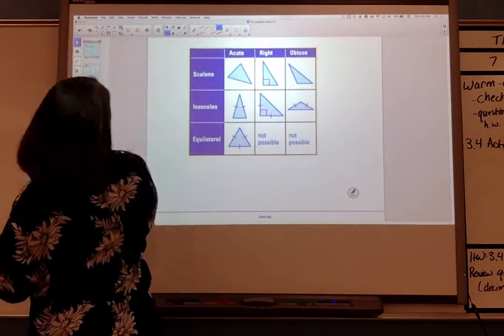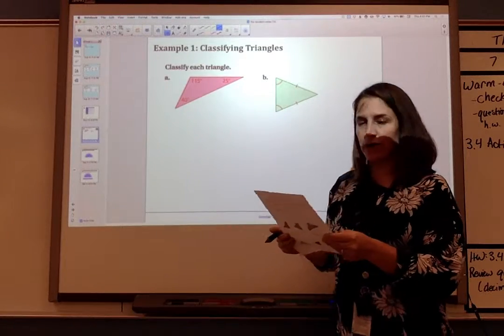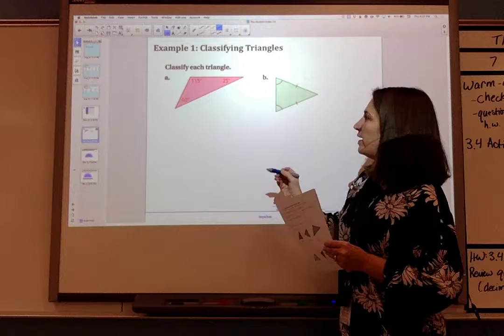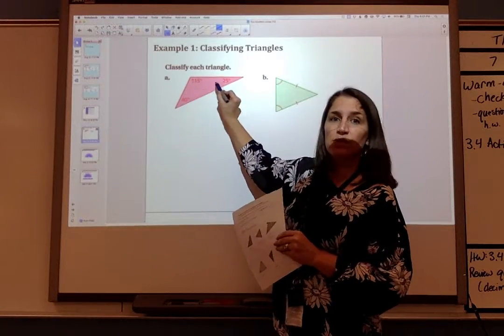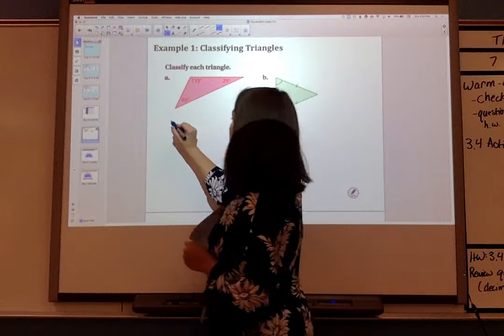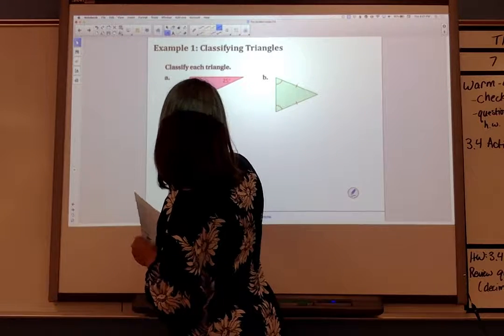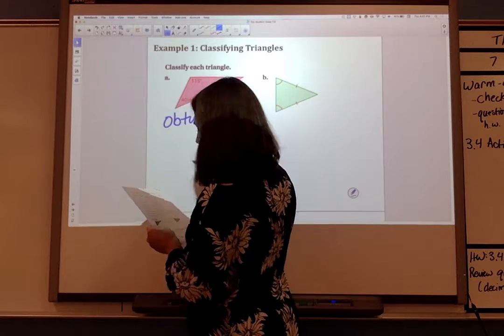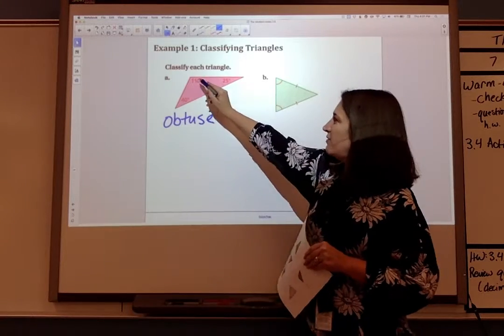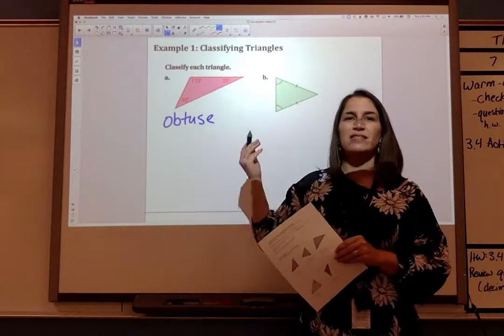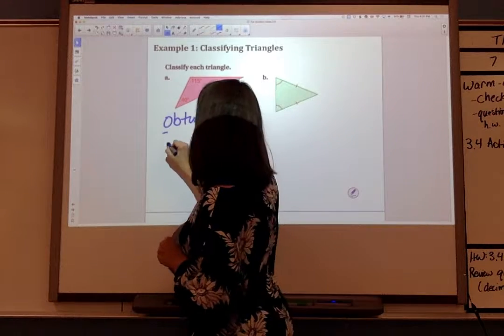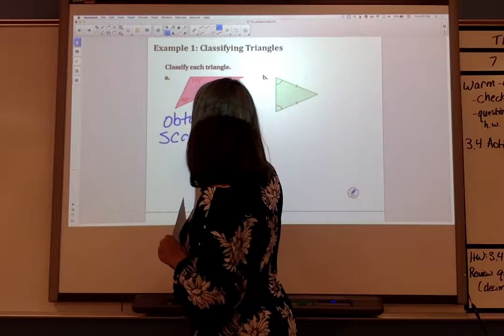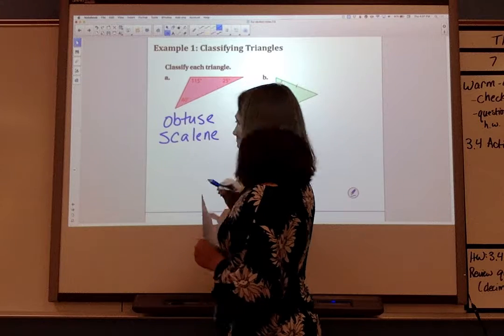Okay, so let's go ahead and classify each of these triangles. So the first triangle, by its angles, we can see that it has an obtuse angle. So this is an obtuse triangle. And it doesn't have any angles that are the same, which means it's also not going to have any sides that are the same length. So this is an obtuse scalene triangle.